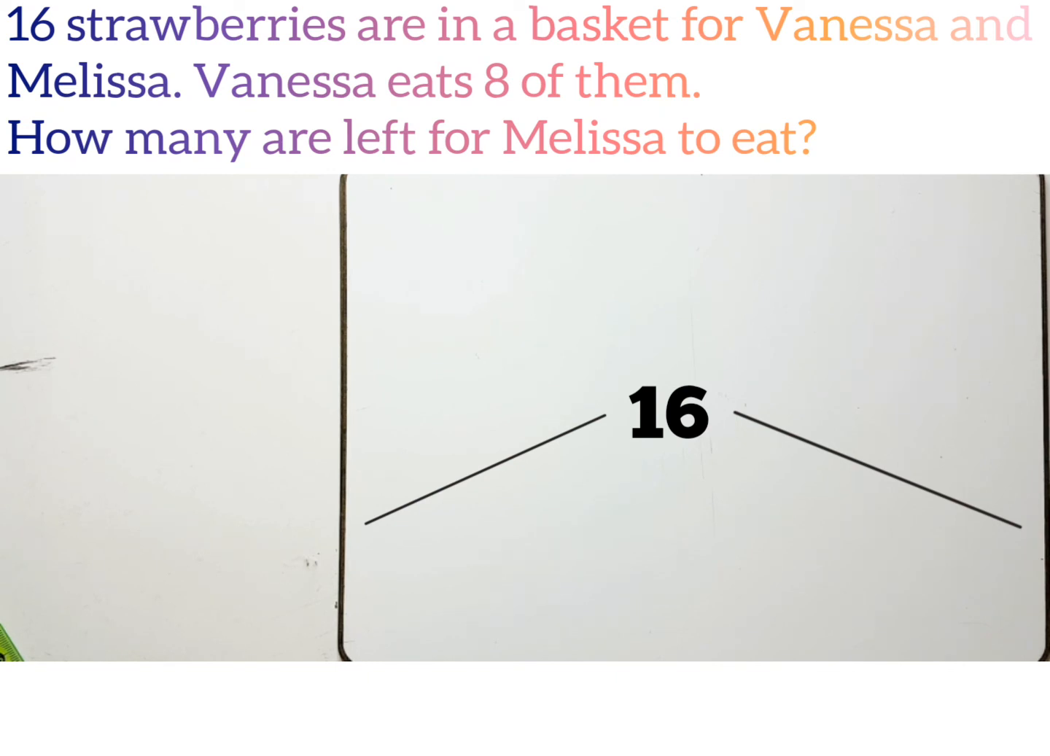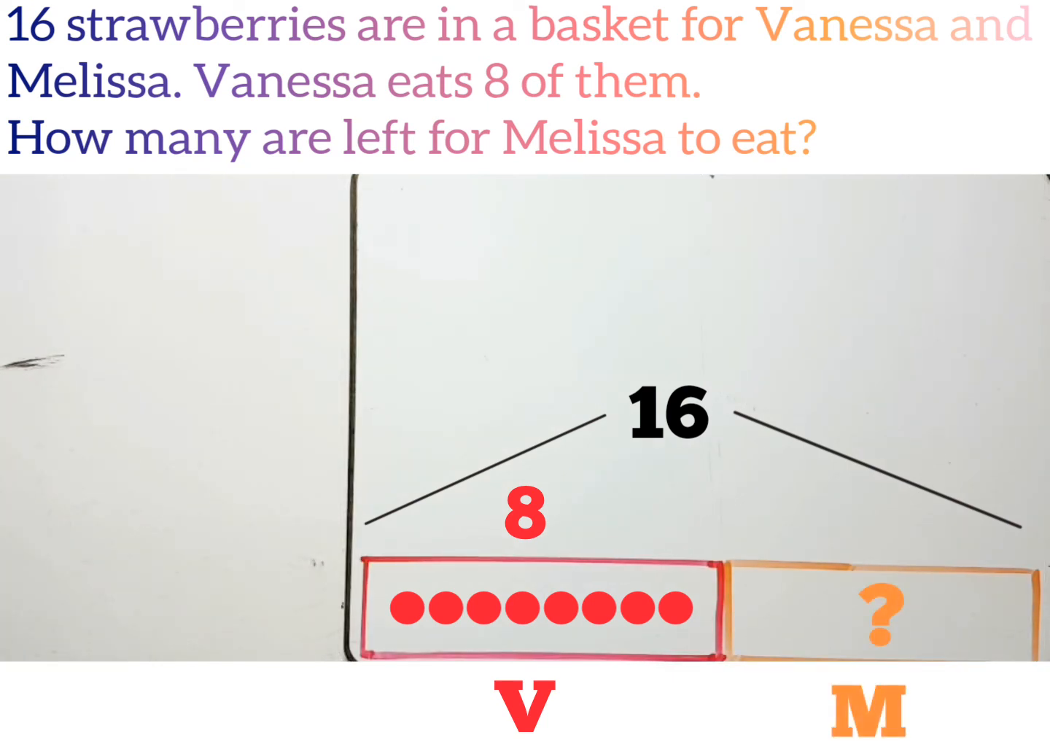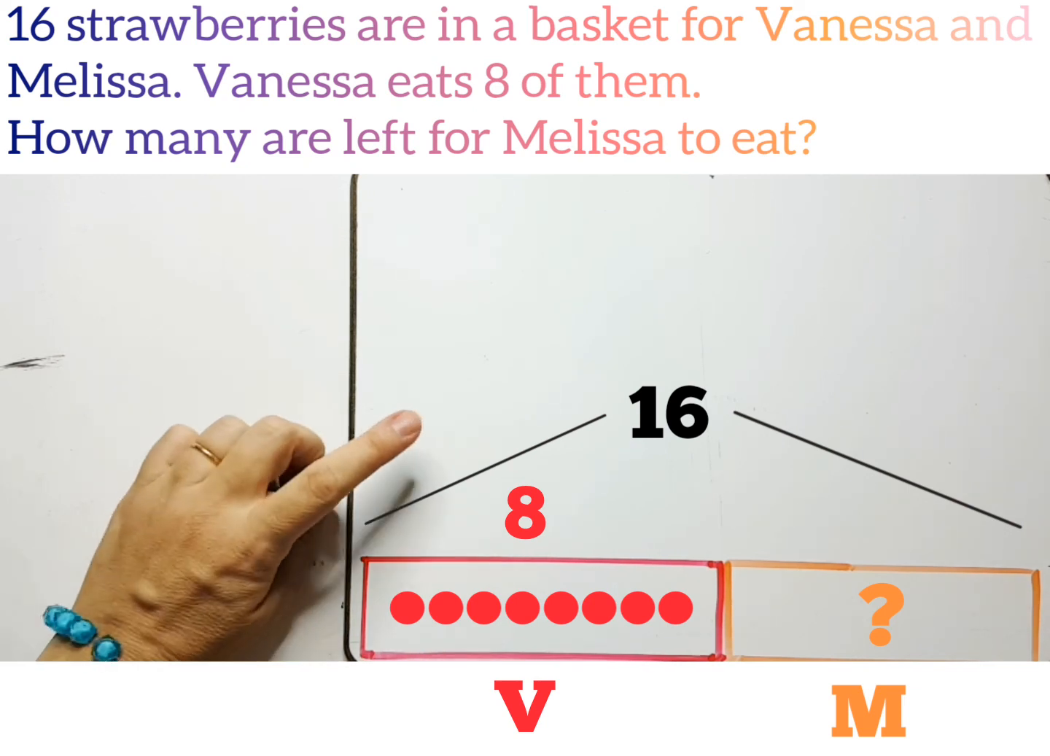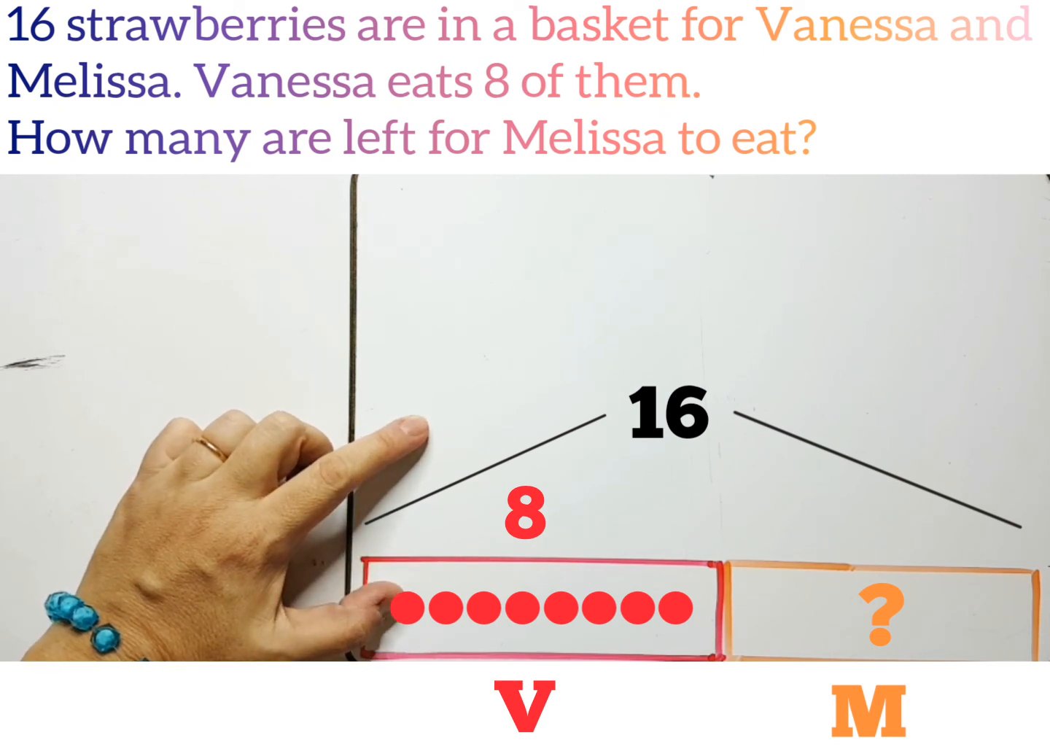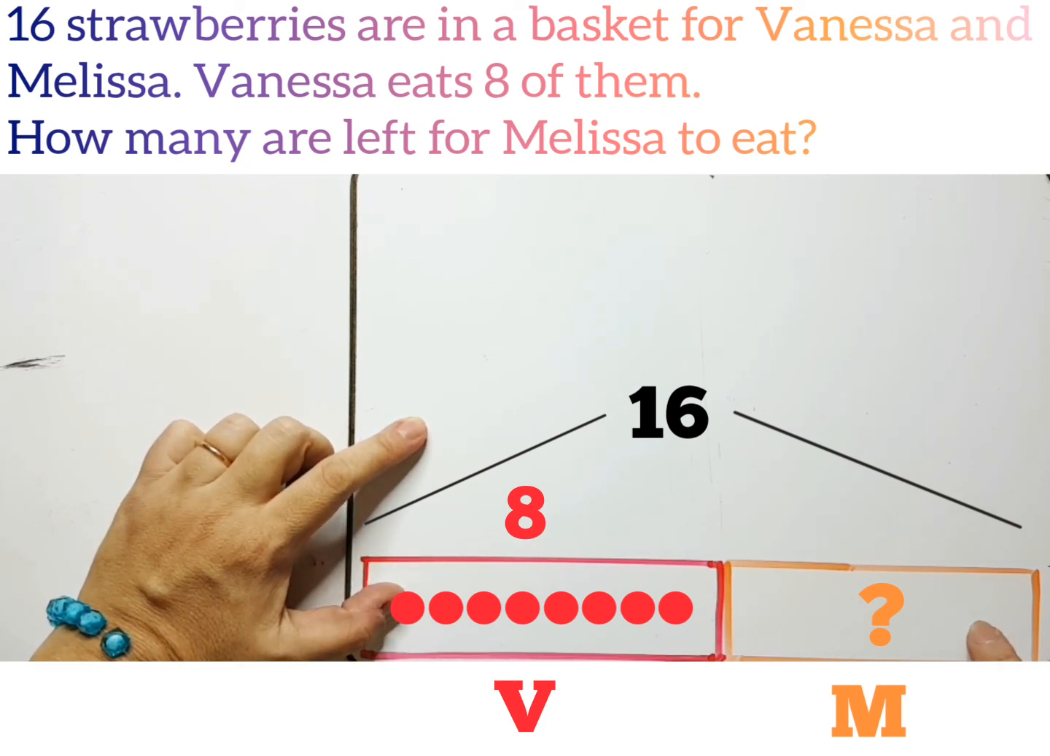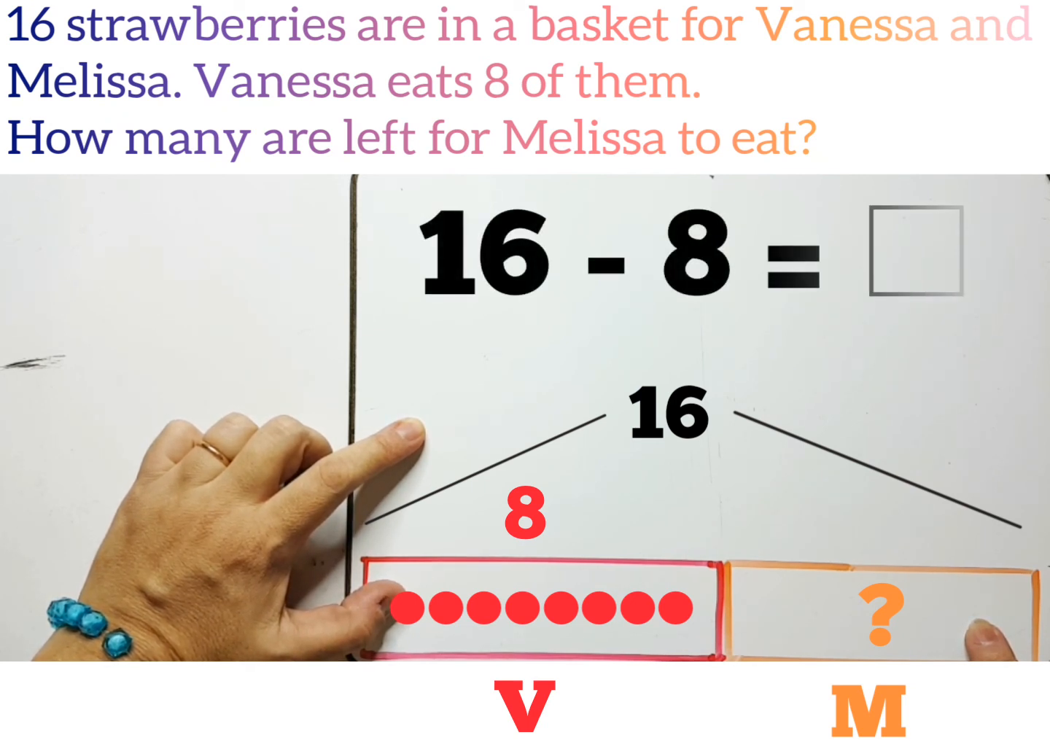And then it says that Vanessa eats 8 strawberries. I'm going to draw a box around it so I can keep track of it. Okay, Vanessa ate 8 of them, and I know that my total is 16. Let's look at my number sentence. If I have my total and one of my parts, this is my mystery number. So my number sentence would be 16 minus 8 equals something.